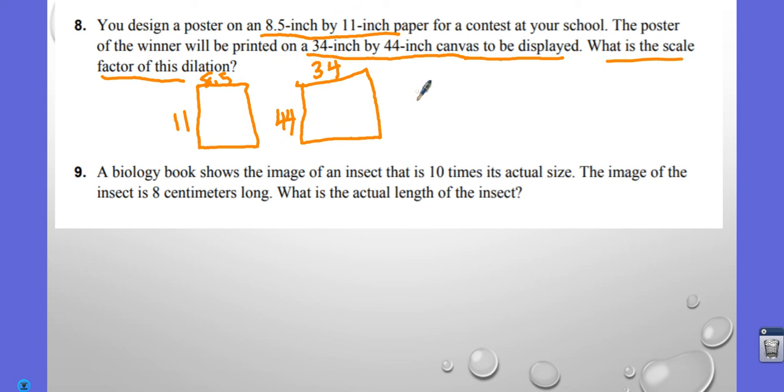So your next thing is you need to determine whether K should be greater than 1, less than 1, or equal to 1. Well, we went from a small picture to a big picture, so our K needs to be greater than 1. So in this case, I need to do 34 divided by 8.5. And if they did this correctly, then both of my scale factors should be exactly the same. So I'm going to go do some math.